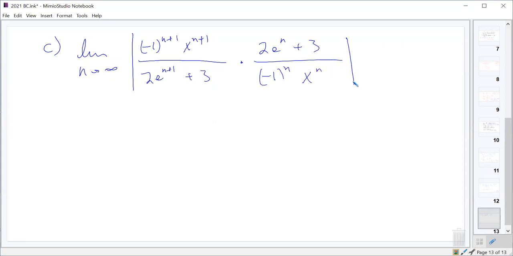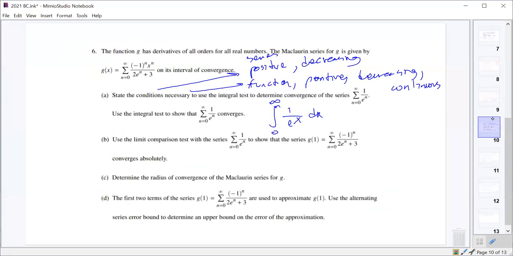Right? Where did I get the x from? The series? x to the n? Yeah. Good? Were you just using this one again? Yeah. They're talking about this, G evaluated specifically at 1. This is the series for G for any x.